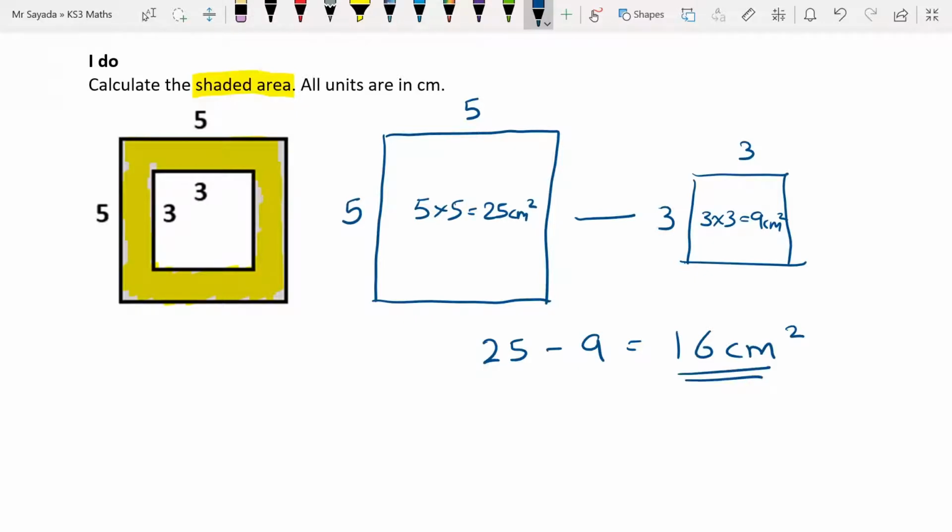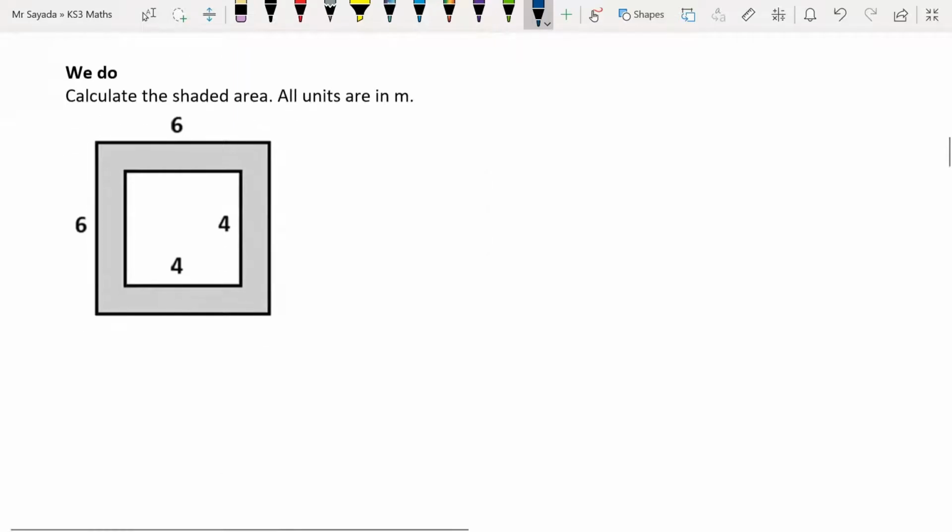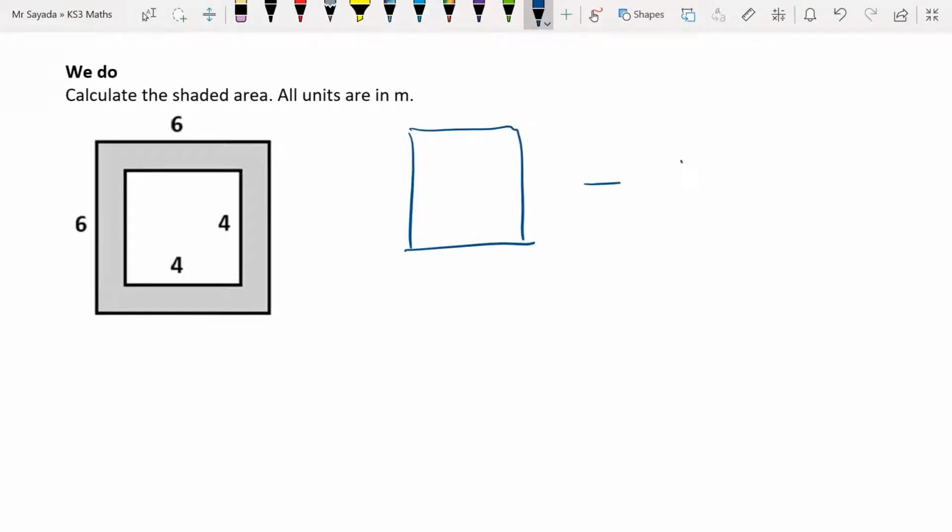Let's do an example together. Pause the video and have a go at this question. Press play once you've done it. You should have now done this question. So let's go through it together. So to find the shaded area, we need to do the bigger square minus the smaller square. What's the area of the bigger square? Say your answer to the video now. You should have said 36 because the bigger square is 6 times 6. So the area is 6 times 6.